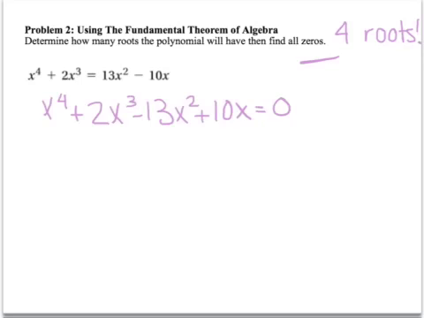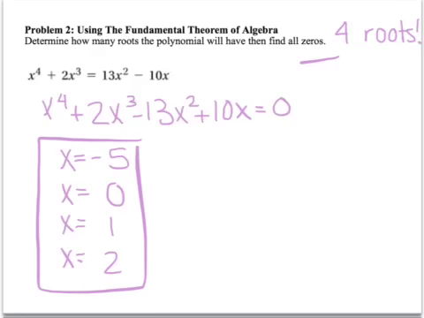Because all of our roots were x-intercepts, x equals negative 5, x equals 0, x equals 1, and x equals 2. They were all real answers, all right there on the graph. So there we have it, our 4 roots from the graph.